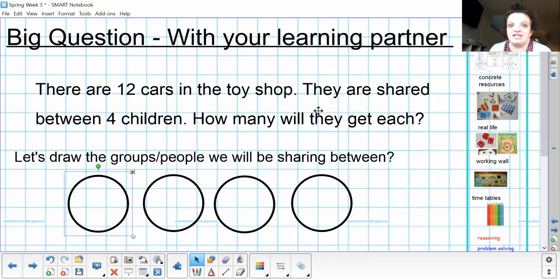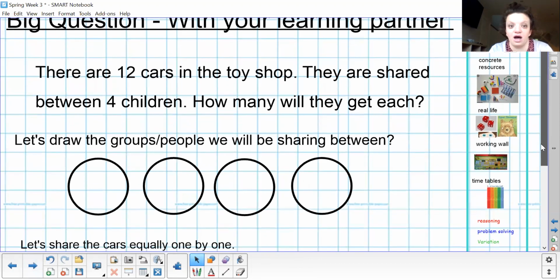So let's get started. I've got a problem. I've got 12 cars in my toy shop and they're going to be shared between 4 children. And I need to know how many they will get each. So the first thing I'm going to do is draw the groups that I'm sharing between. So I'm sharing between 4 groups, 4 children, okay? And I'm sharing 12 cars.